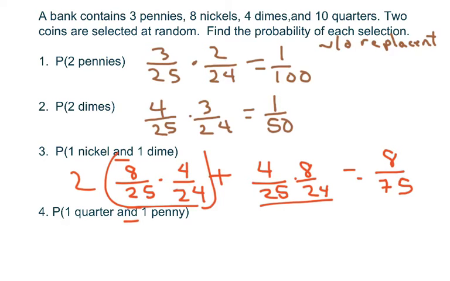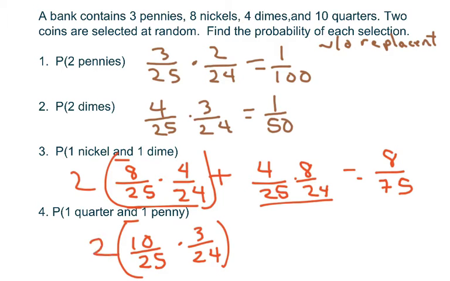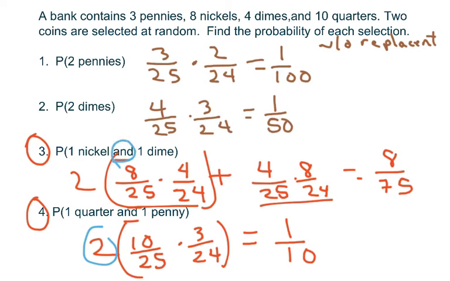Same thing here. 1/4 would be 10 over 25. And 1 penny would be 3 out of 24. And I could also draw it the other way or select it the other way. So I'm going to multiply that by 2. And I get 1 over 10. So again, these are missed questions. Students forget to multiply by 2 here, so don't forget. Because it doesn't matter if they say 1 nickel and 1 dime. That's the same thing as saying 1 dime and 1 nickel.